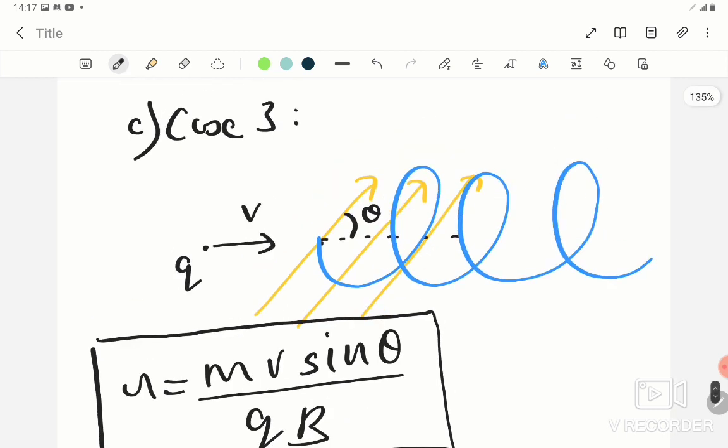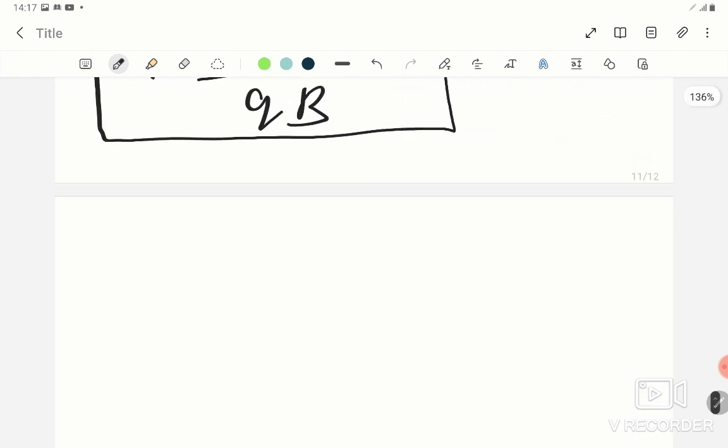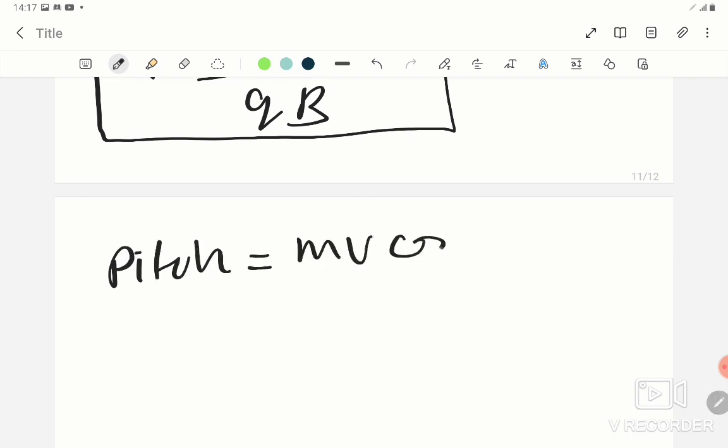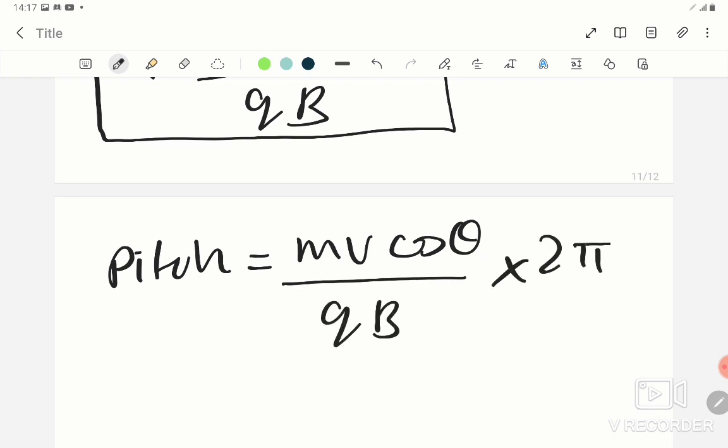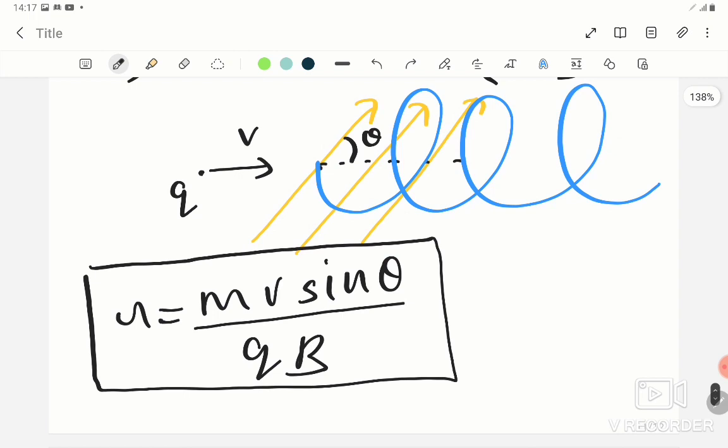Guys, the pitch of the helix is the distance covered by the charge when one complete circular motion has taken place. This distance I have marked in the diagram, and this pitch can be calculated using a similar formula. Pitch of the helix is given by mv cos theta divided by qB, into 2 pi. Here, v cos theta is the component of velocity which is parallel to the magnetic field. So you need to remember the formula of the radius of the helix, which is mv sin theta upon qB.